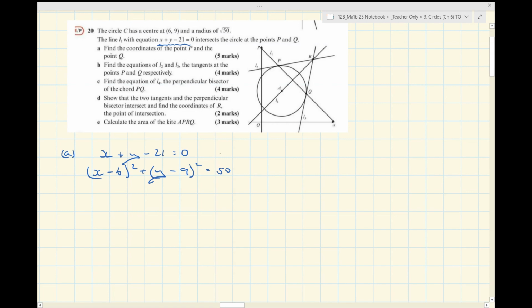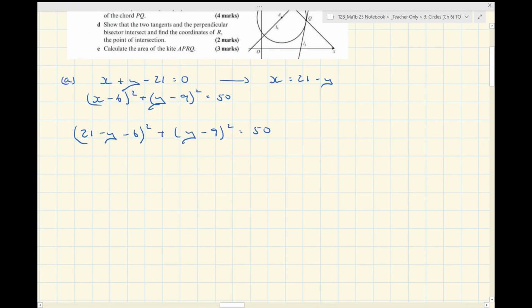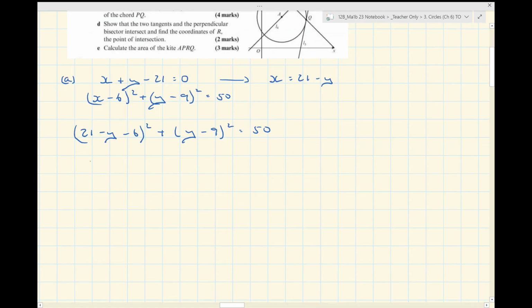But I'm going to use that top equation, and I'm going to get an expression for x. x would be 21 minus y, and then I'm going to substitute that into the equation of the circle. So instead of x minus 6, I'm going to have (21 minus y minus 6) squared plus (y minus 9) squared equals 50. And I'm going to solve this equation for y. So I get (15 minus y) squared plus (y minus 9) squared equals 50.